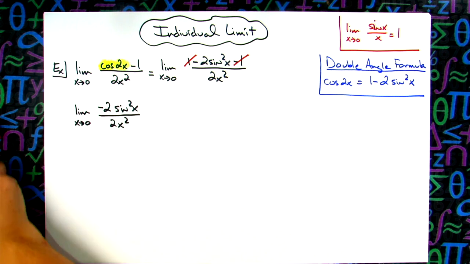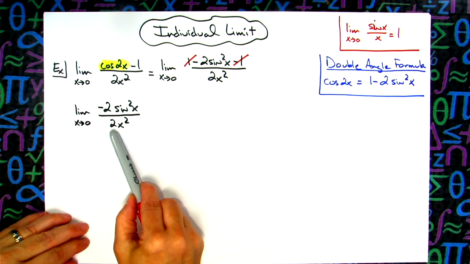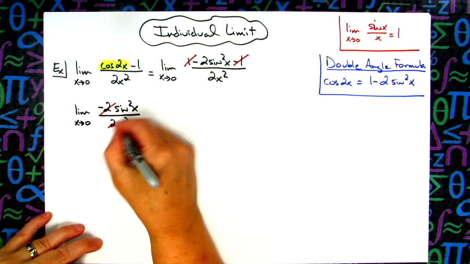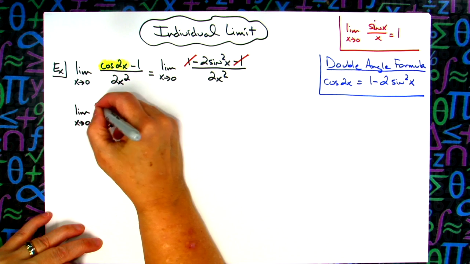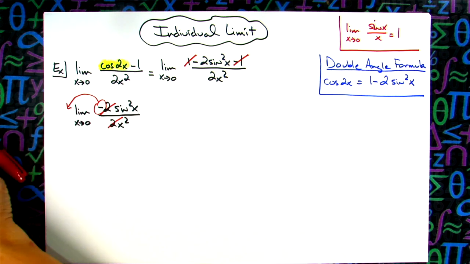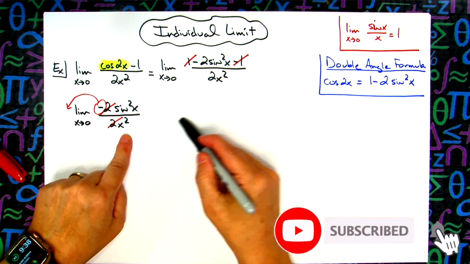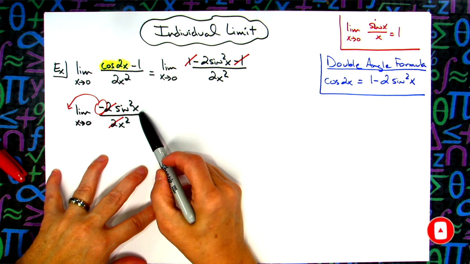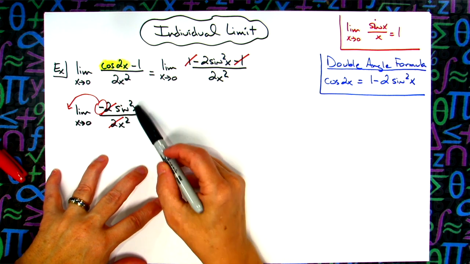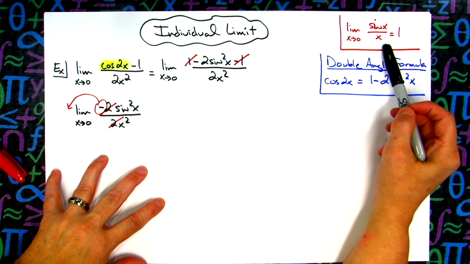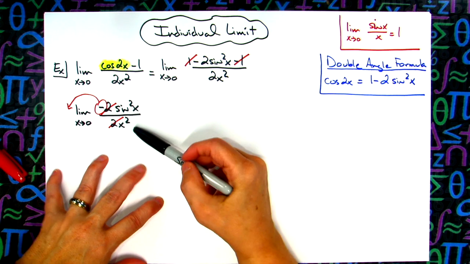All right, now at this point, I've got a 2 on top and a 2 on the bottom. Yes, it's negative there. So I'm going to cross the 2's out. 2 over 2 is going to be 1. This negative, I'm going to go ahead and pull out in front of the limit. Okay, and then when I write my next step here, I've got the limit of a sine squared x and an x squared. So I've got 2 sine x's and I've got 2 x's. So I'm going to break them up individually because sine x times sine x is going to be sine squared. X times x is going to be x squared.